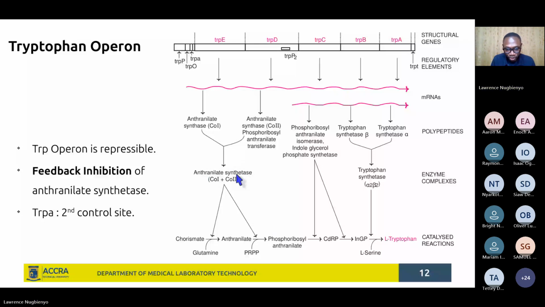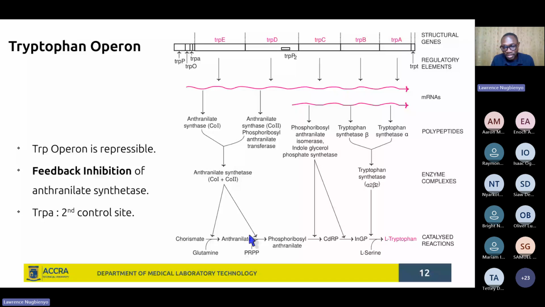This is also from the D and E region of the gene. This enzyme comes to catalyze the first two reactions. So you see, you have the beginning of the reaction, chorismate. Glutamine comes into the reaction and gives you a product, anthranilate.